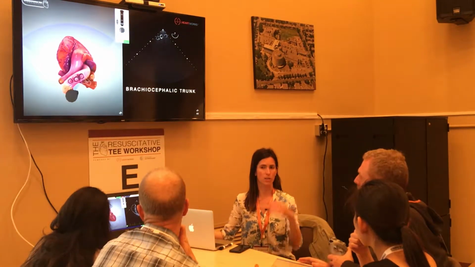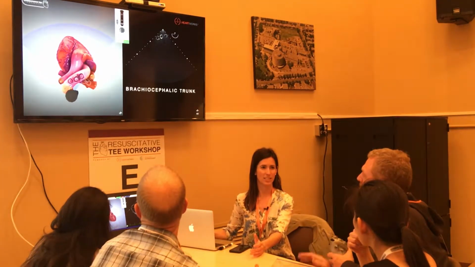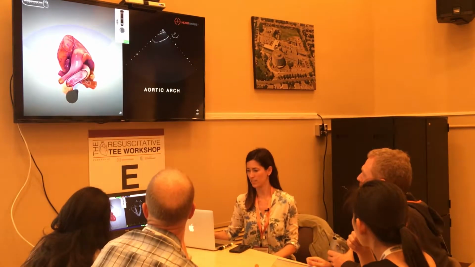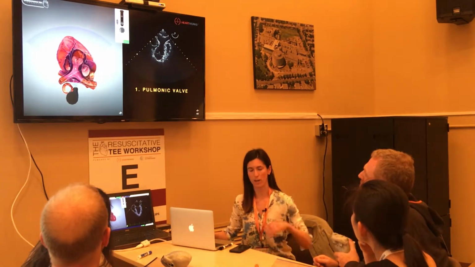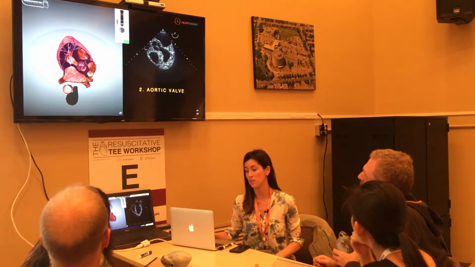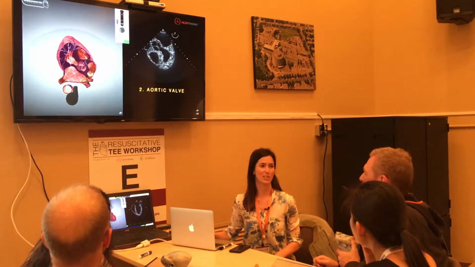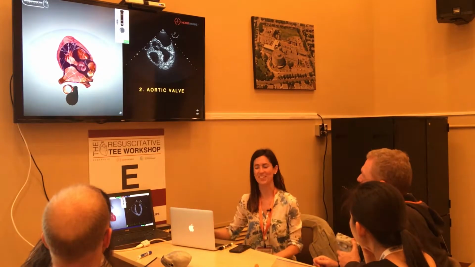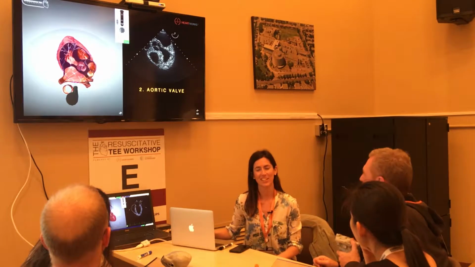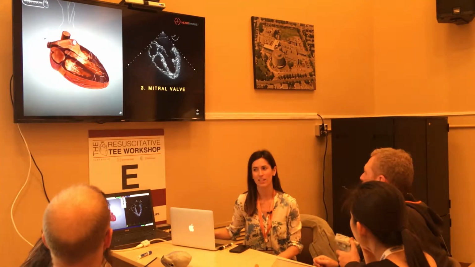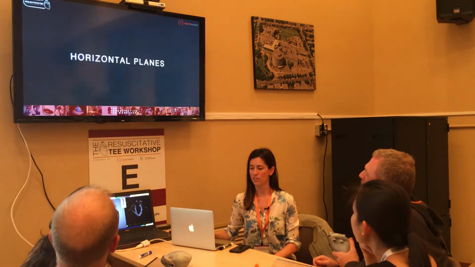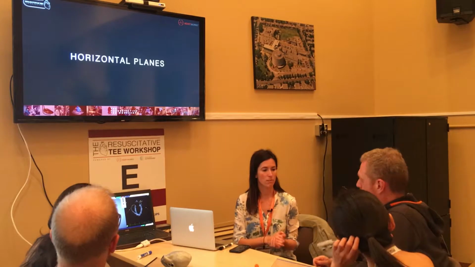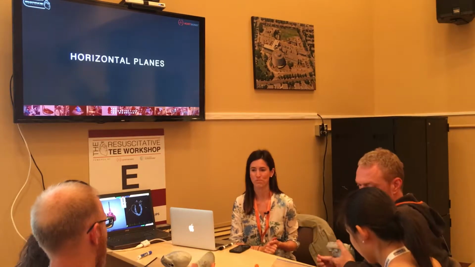Starting at the brachiocephalic trunk, what's the next thing I'm going to see? Arch. Arch, what's next? Pulmonic valve shooting through underneath the arch. What's next? Aortic valve. Okay. In its short axis or long axis? Short axis. Okay, great. What's next? Mitral valve. Mitral valve. And then finally? Exactly. Okay, great.